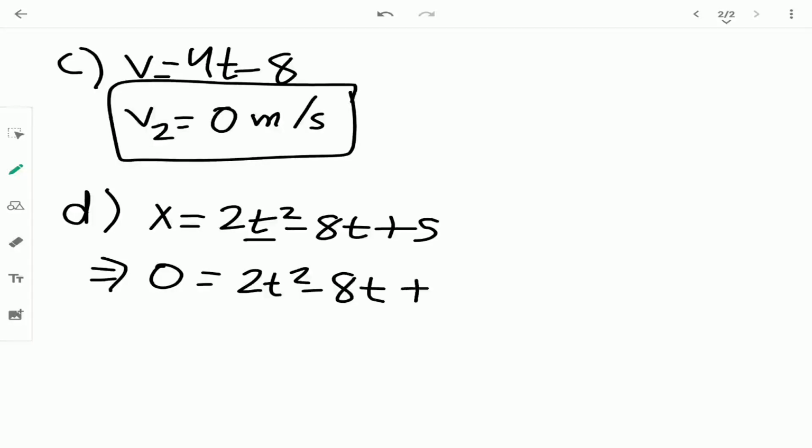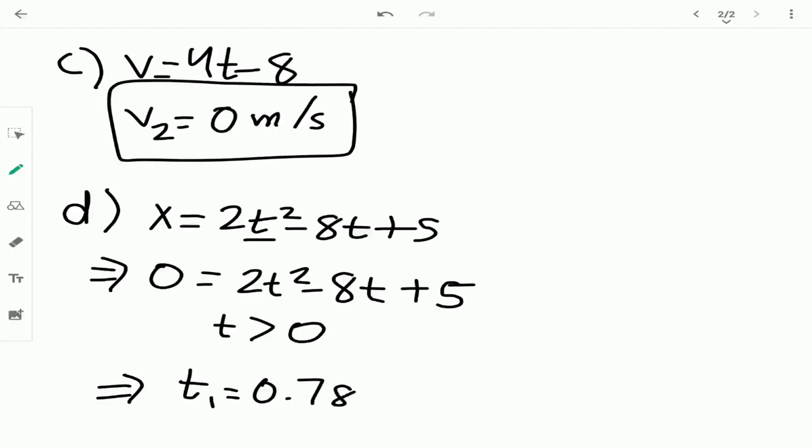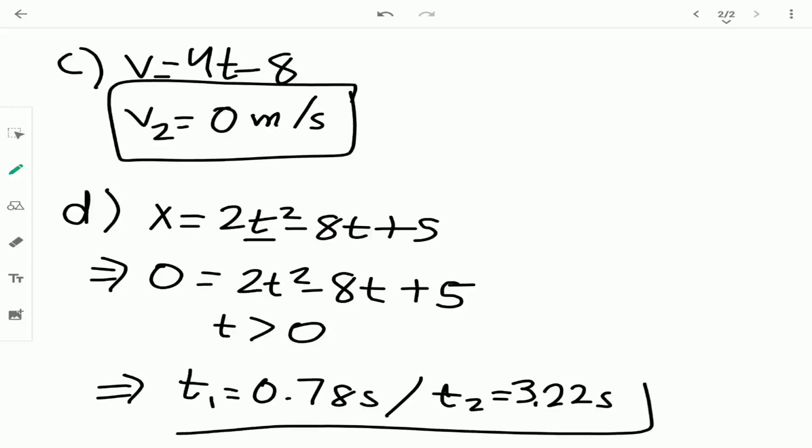We can all plug this into our calculators and get the answer. The only criterion is that the time has to be greater than 0. And in this case we get 2 times. So time 1 equals 0.78 seconds, or time 2 equals 3.22 seconds. And that's the answer. So at these 2 times the particle passes by the origin.